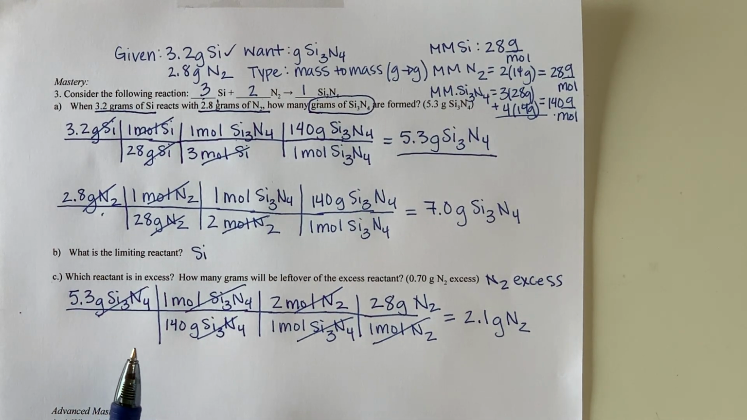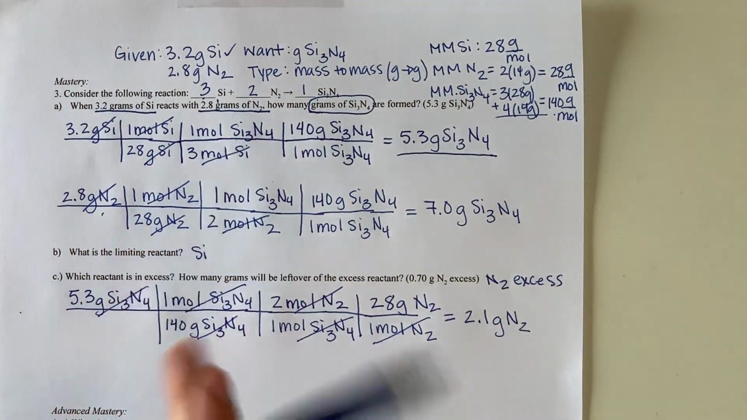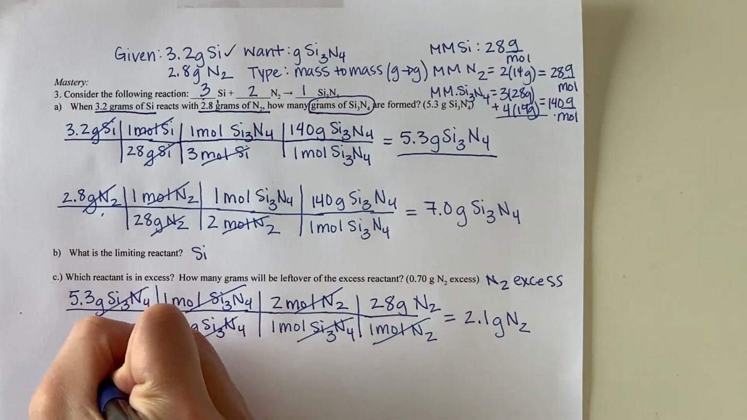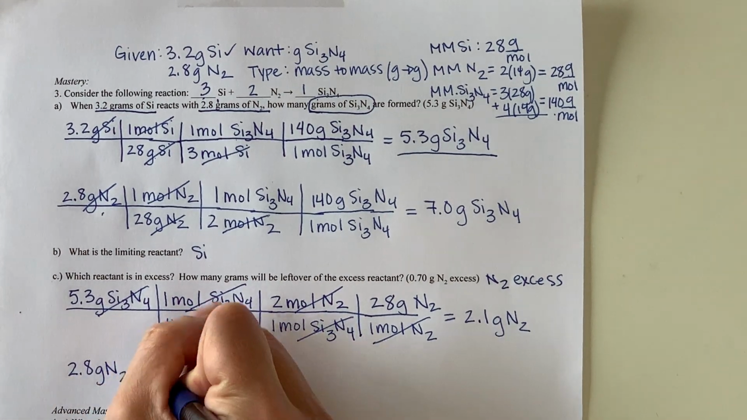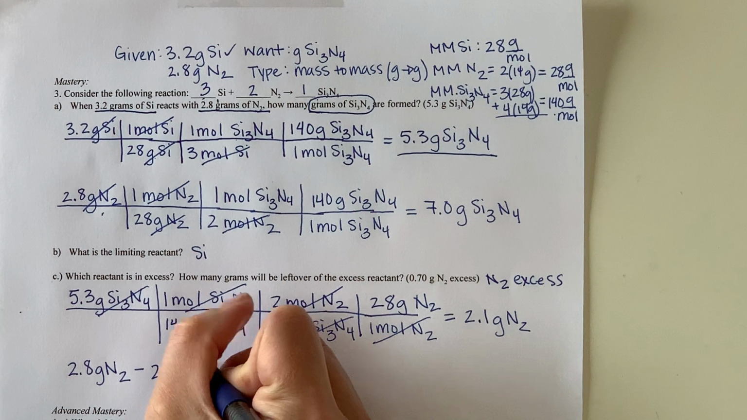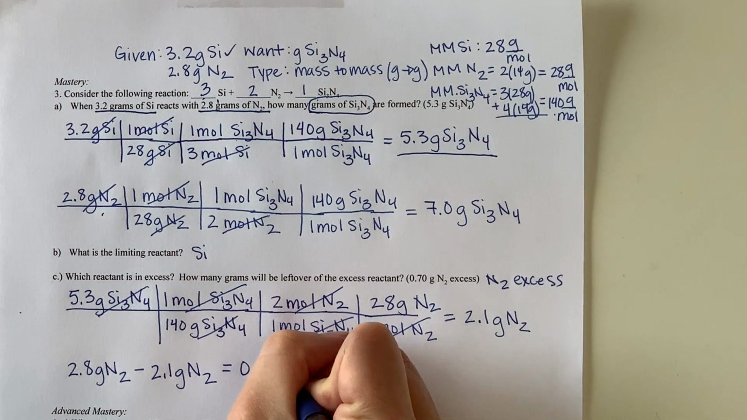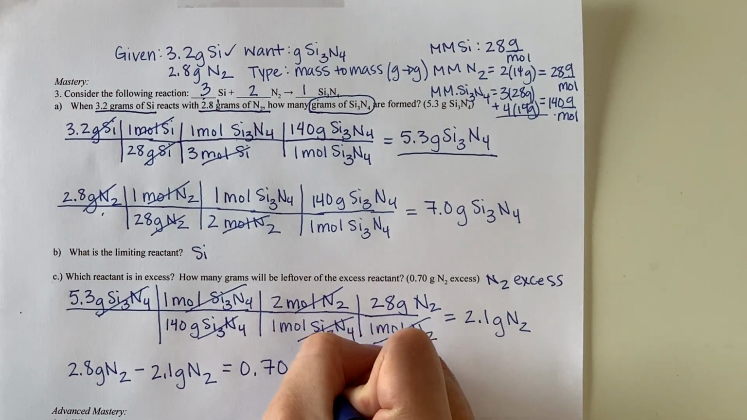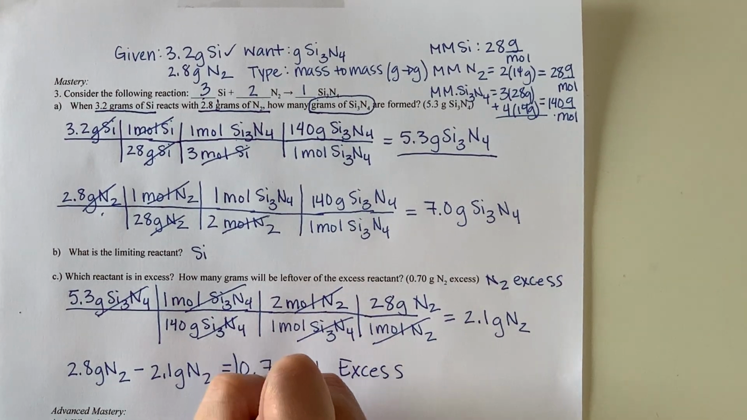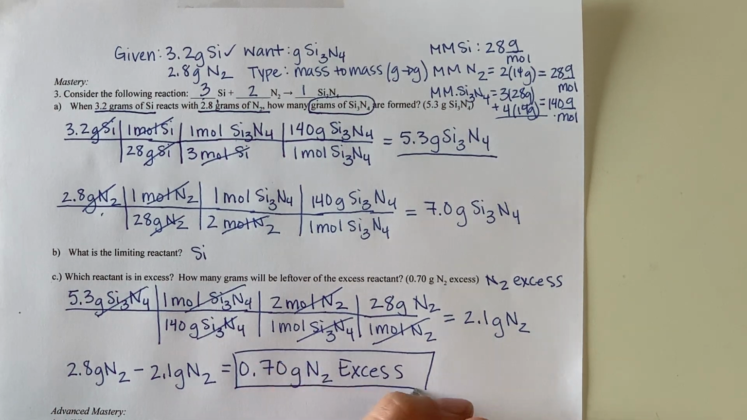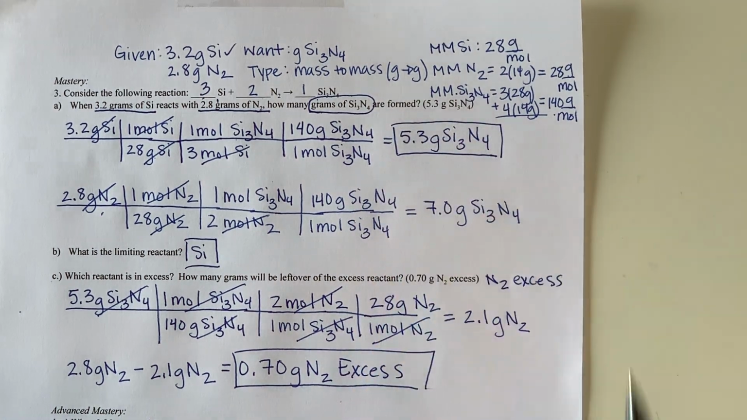So we want to know how much extra or leftover did we have. So to do that, all we do is take how much we started with. In actuality, they gave us 2.8 grams of N2, and we subtract how much we needed, 2.1 grams of N2. That means we have 0.70 grams of N2 excess. And that would be my answer. Always good to box my answers. I hope that was helpful.